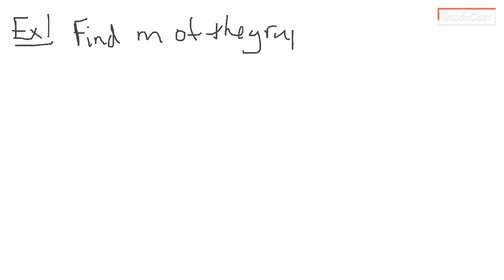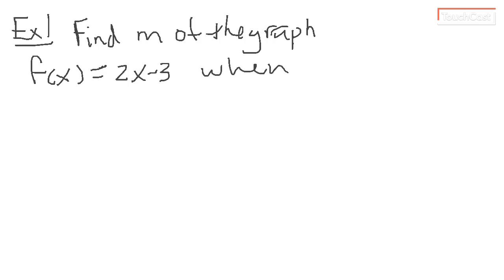So let's look at example 1. What we're going to do is find the slope of the graph f of x equals 2x minus 3, and we're going to approximate this when x is 2, and we're going to utilize the definition of the tangent line.